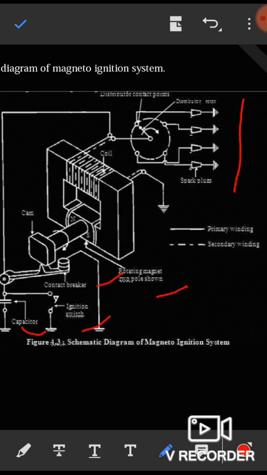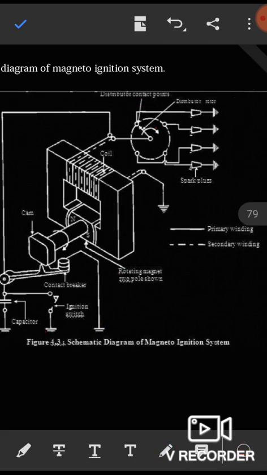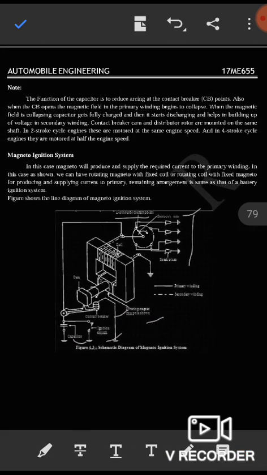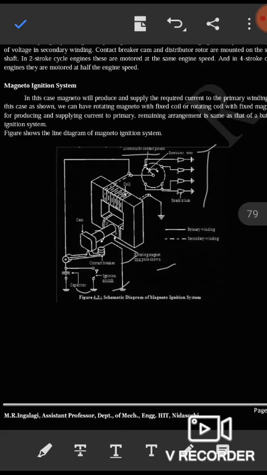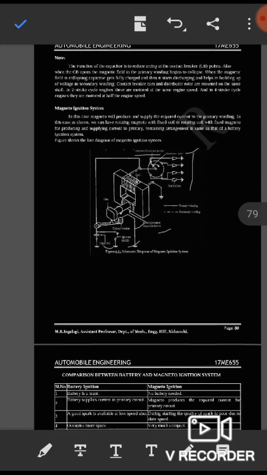And primary winding and secondary winding. Here we need to use primary winding and secondary winding. In the previous type, we used a primary circuit and a secondary circuit, and distributor contact points are also there. Here you may observe the distributor contact points and the distributor rotor. So likewise, the different parts required are in that diagram. Now I will explain how it is constructed and how it works.